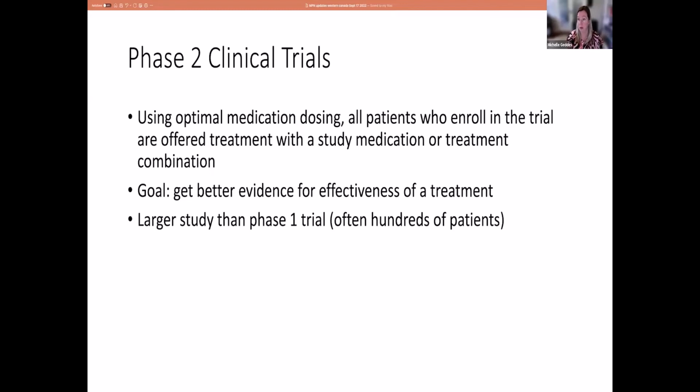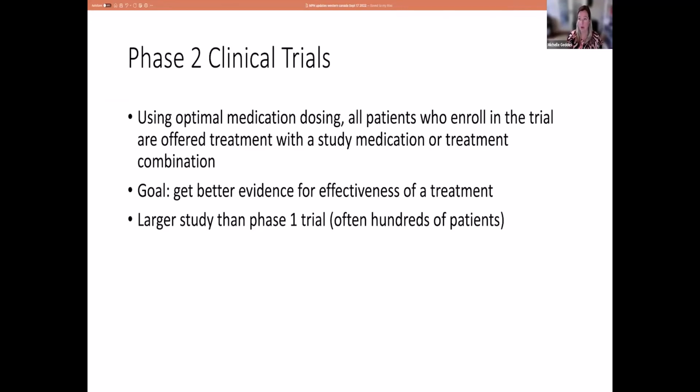Then we start getting into trials that we start to pay more attention to. When we're looking at what kinds of drugs we might think about using, these are phase 2 clinical trials. This is saying, if we have a drug that we think is safe based on the phase 1 studies, and we've got an optimal medication dose, can we do a study where everybody who's on the study gets the drug at the optimal dose? And look at, does this look like it's an effective drug?